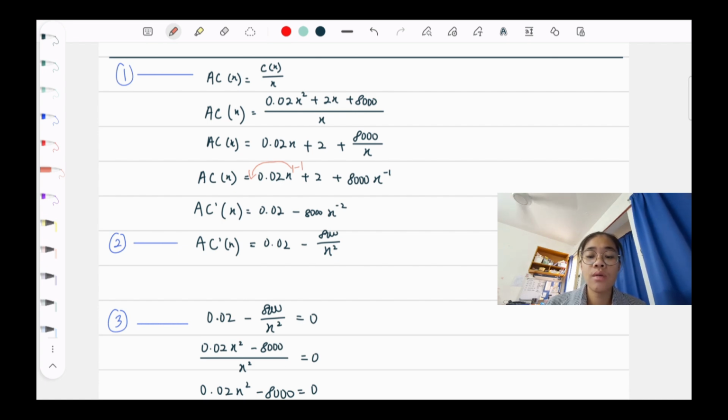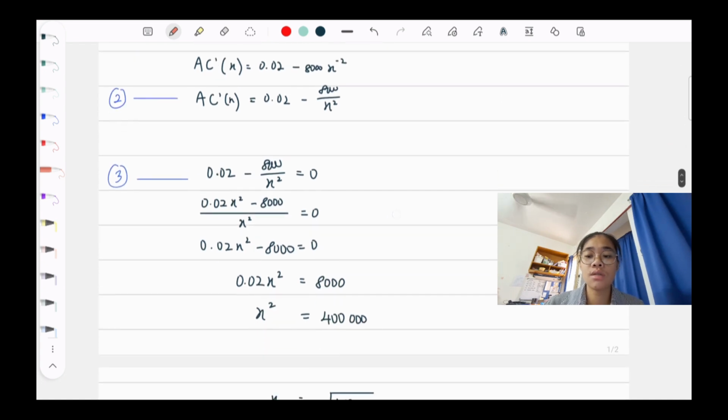So third step, we set AC prime of x equal to 0, which is 0.02 minus 8,000 per x squared equals 0. For 0.02, we multiply with the denominator, which is x squared. So we get 0.02x squared minus 8,000 per x squared equals 0. For the x squared, we move to the right side, so it becomes 0.02x squared minus 8,000 equals 0. Same goes with the 8,000, we move to the right side and it becomes positive. So 0.02x squared equals 8,000.